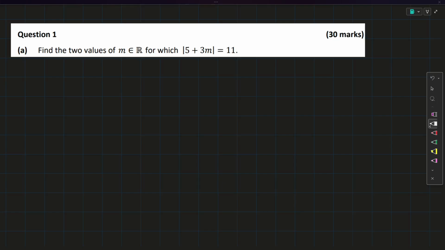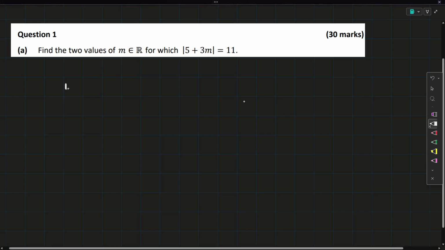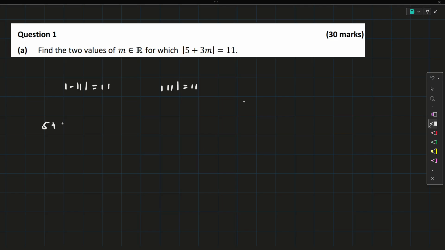This 2023 paper 1 question 1, we're given this absolute value equation to solve. So if the absolute value of something is equal to 11, the thing inside the absolute value should be 11 or minus 11, because the absolute value of minus 11 is equal to 11, and the absolute value of 11 is equal to 11. So basically that means that 5 plus 3m is equal to positive 11, or 5 plus 3m is equal to minus 11, because then the thing inside the absolute value would be 11 or minus 11, so the whole thing's equal to 11.